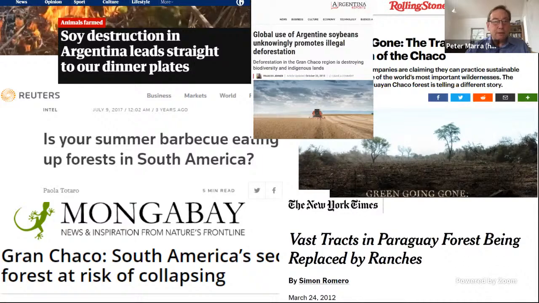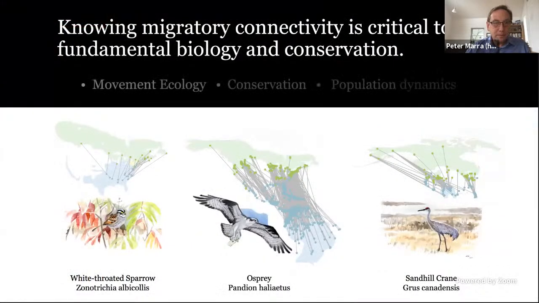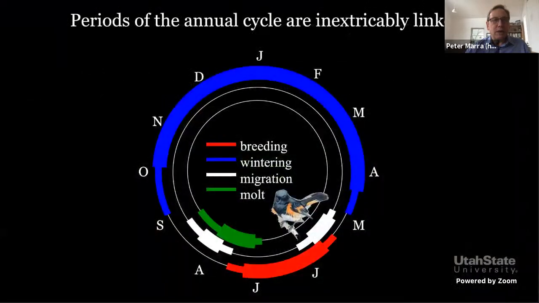So from a conservation perspective, I hope that is really clear as to why understanding connectivity is so critically important. It's really important for movement ecology, it's important for conservation, but it's also critical for population dynamics. And I'd like to, this evening, really explain to you why understanding connectivity for linked populations is really critical. And it's basically for this reason that I'm going to argue that periods of the annual cycle are completely inextricably linked, that you can't just study an animal during the breeding season and expect to understand all the drivers of the variation that you see during that breeding season. That's possible, but my guess is it's not probable.